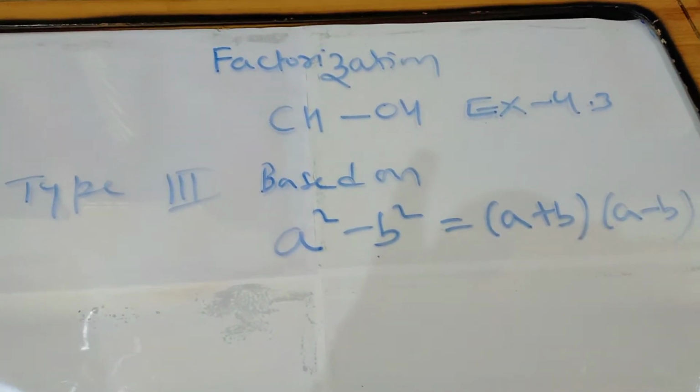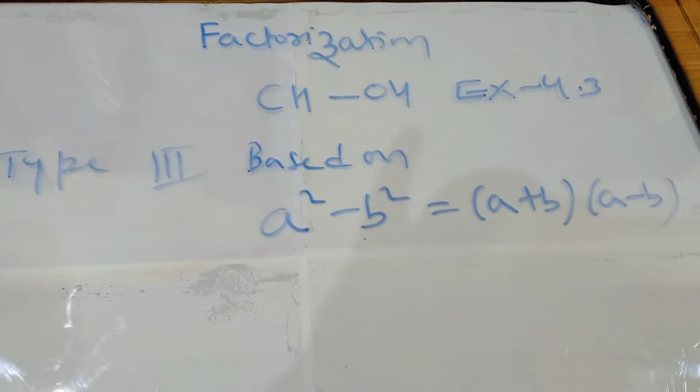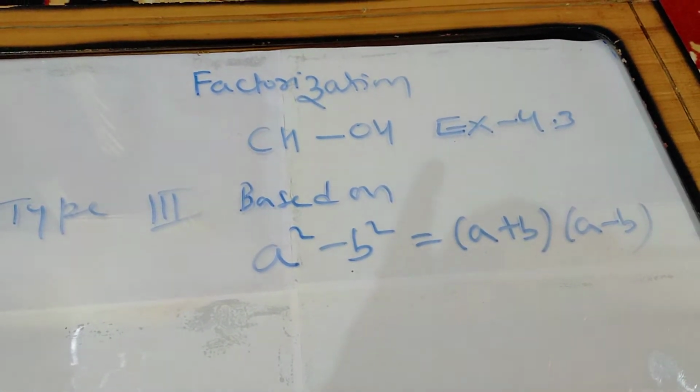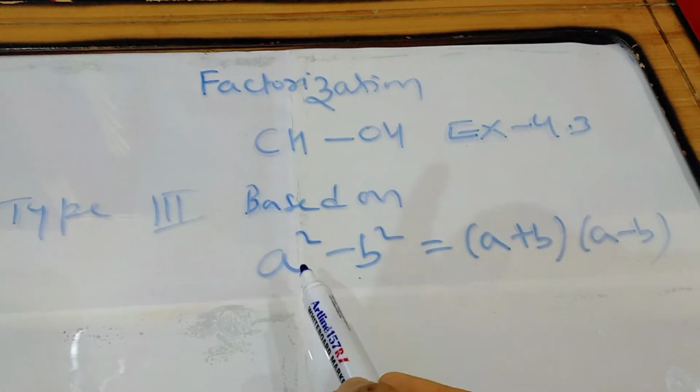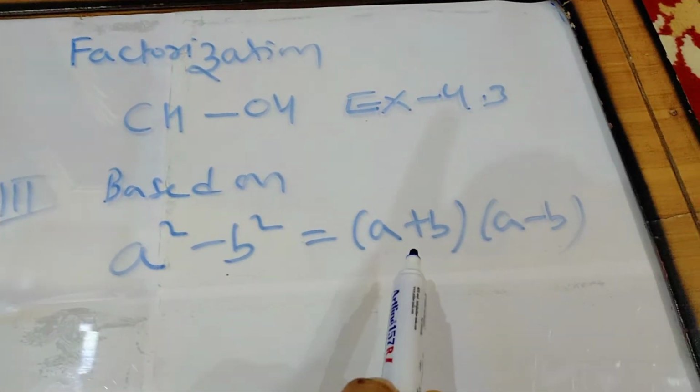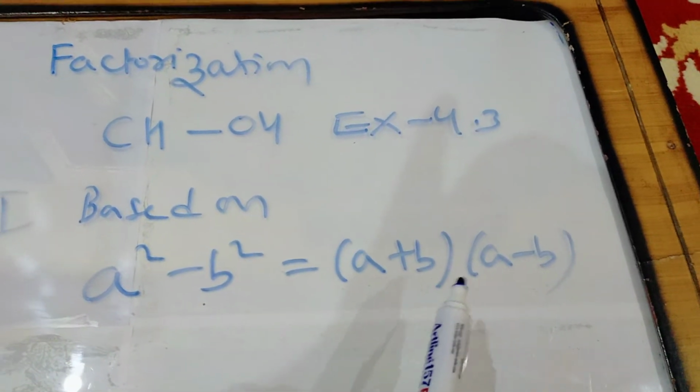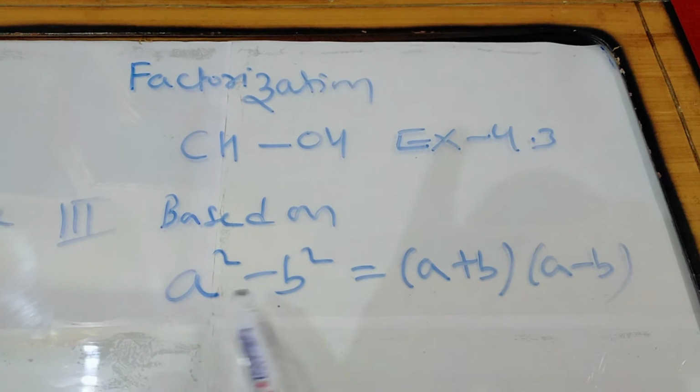So far we have completed type 1 and type 2 factorization. Today I am going to start the third type. It is based on the formula a square minus b square is equal to a plus b multiplied by a minus b. So on the basis of this we have to start this exercise.